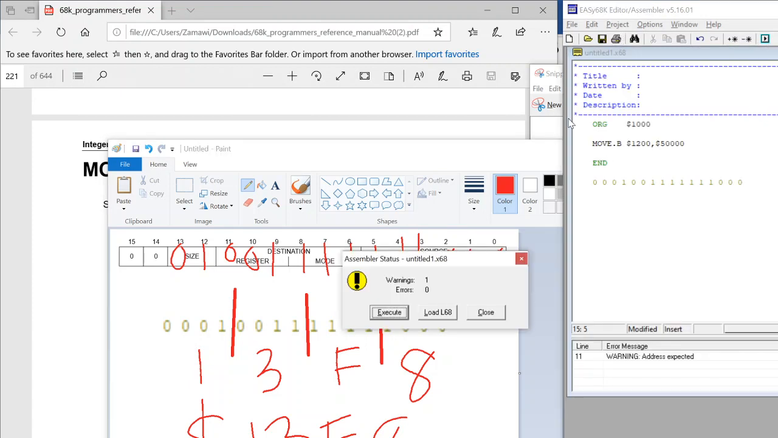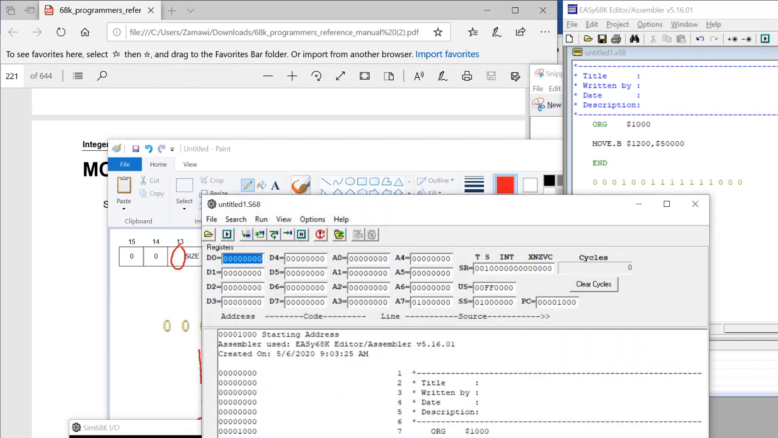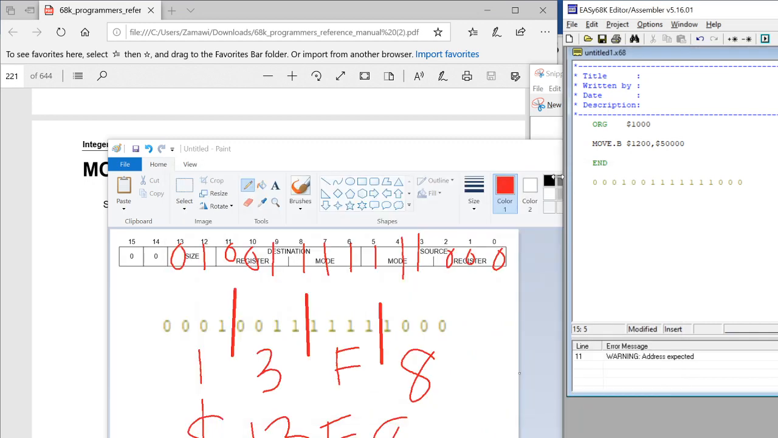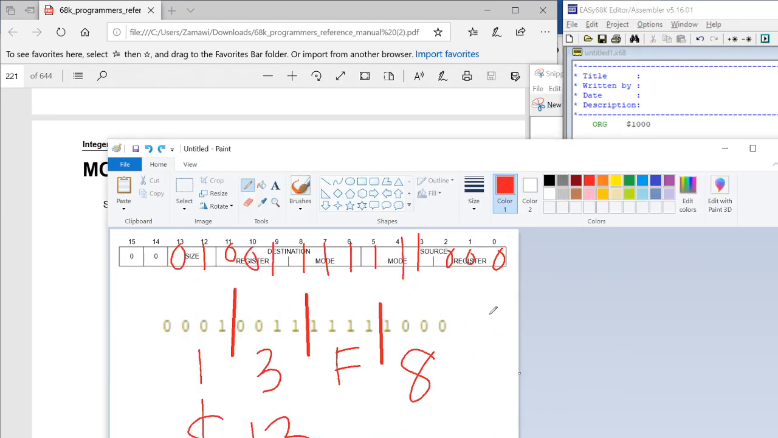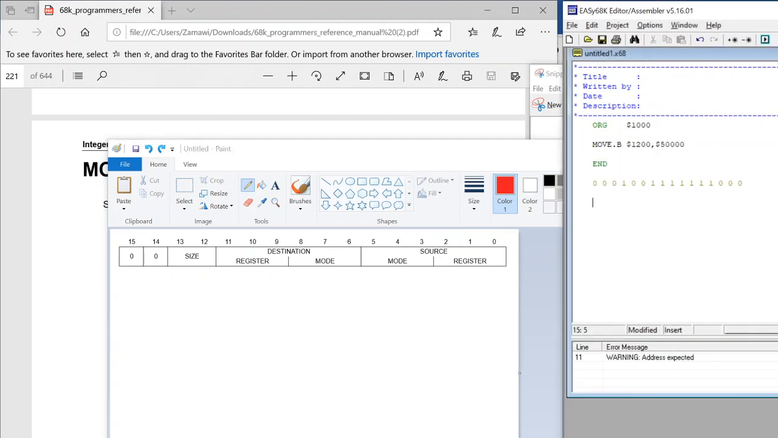Let's compile it. Yeah, it's 13F8. So the first 3 examples for the move and the important patterns have already been taught. Okay, so let's move on. Now we are going to learn about other than move. So we are going to learn about add.